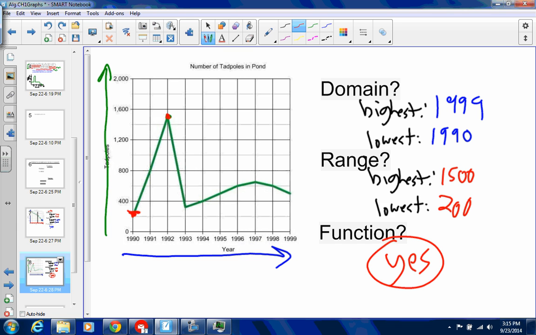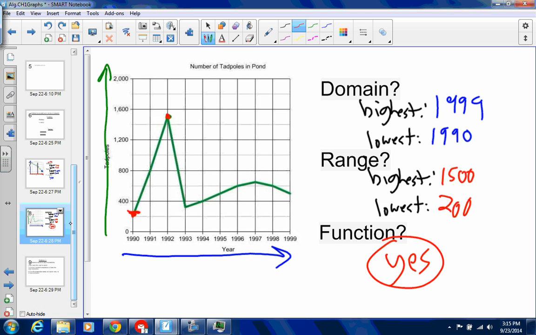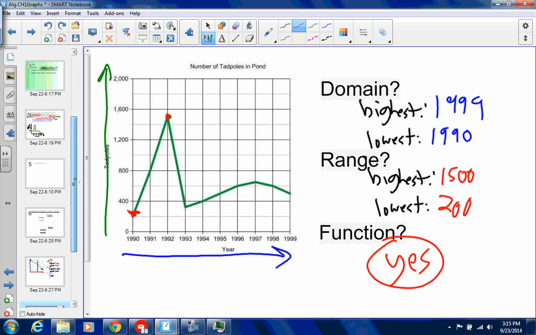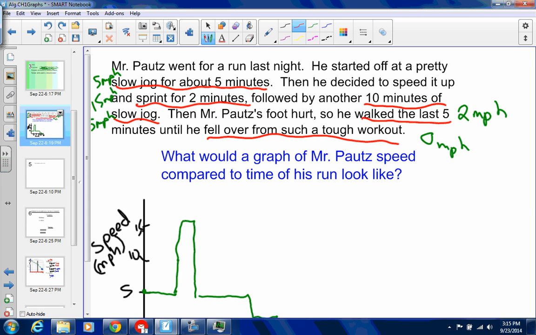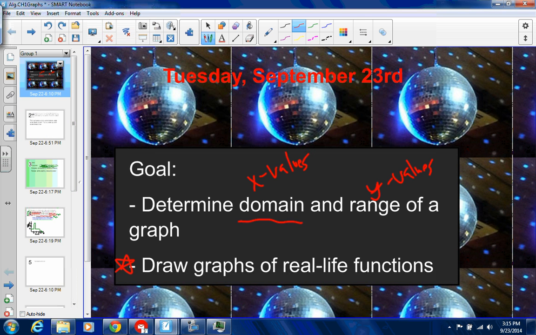So that is how you go about finding the domain and range of a graph that you already have. Make sure that when you are graphing one, you just follow the directions, break it apart step by step, and you can estimate how it's going to go when you're creating a graph. So that is how we want to achieve these two goals of determining domain and range, and also graphing real-life functions.